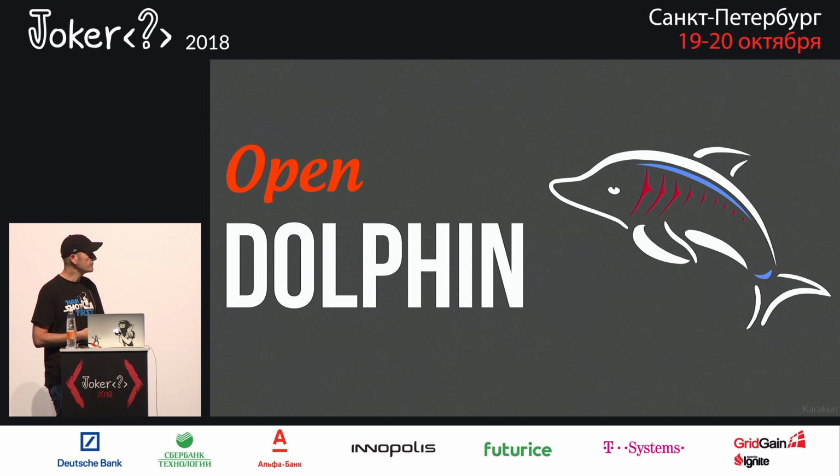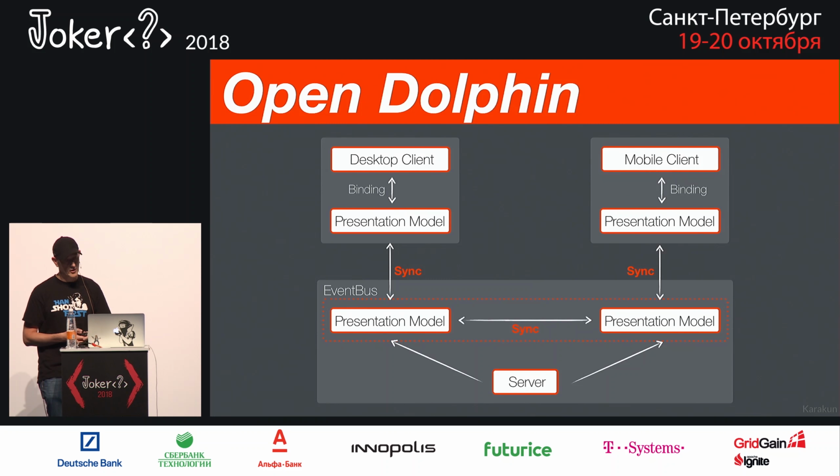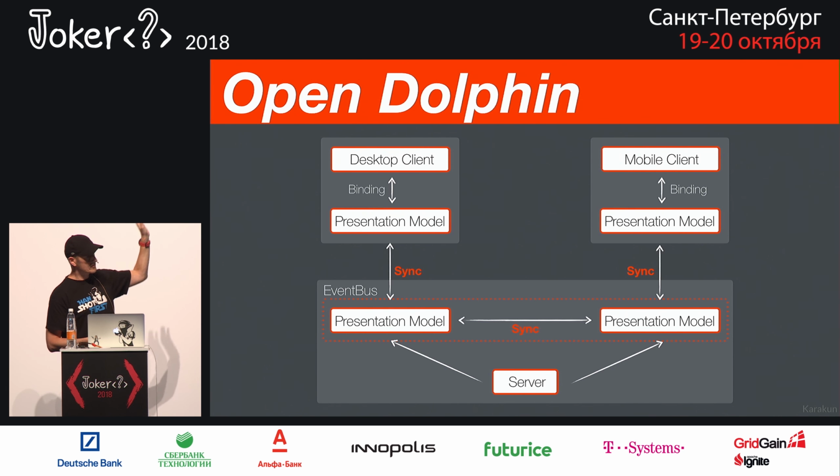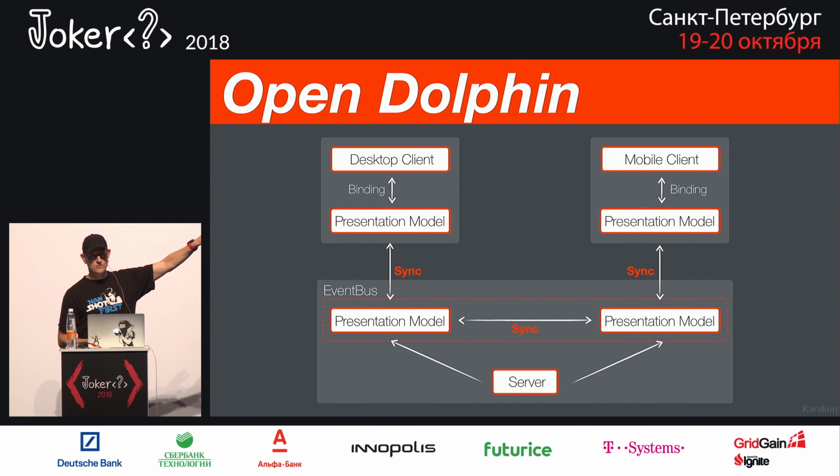So OpenDolphin, to give you a short idea about it, is built like this. You have the desktop client, and on the desktop client, you have a presentation model. On the mobile client, you also have a presentation model, and both of these devices talk to the server, and the server takes care of all the synchronization of the presentation models.